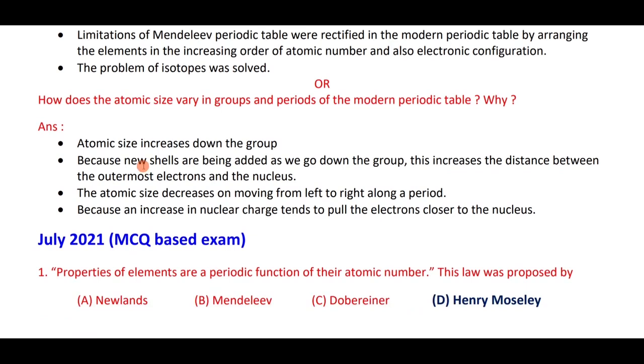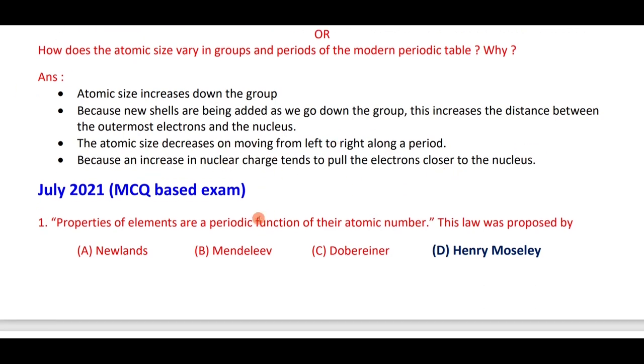How does atomic size vary in groups and periods of the modern periodic table? Why? Atomic size increases down the group because down the group new shells are added. This increases the atomic size. Atomic size decreases as we move from left to right of the period because the increase in the nuclear charge tends to pull the electrons closer to the nucleus.